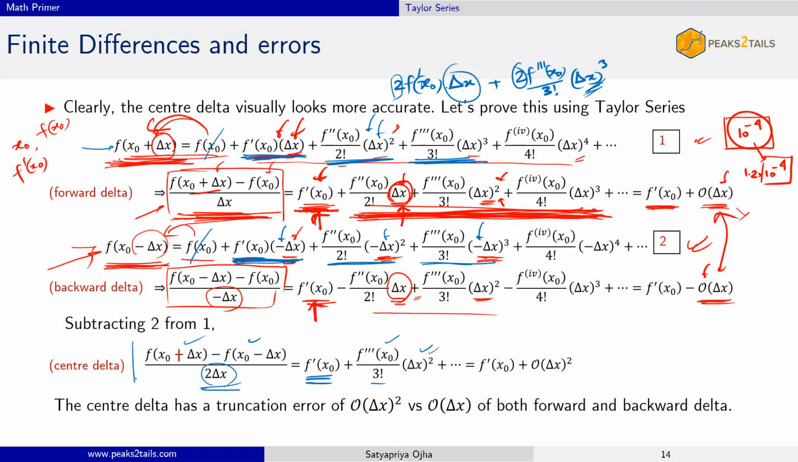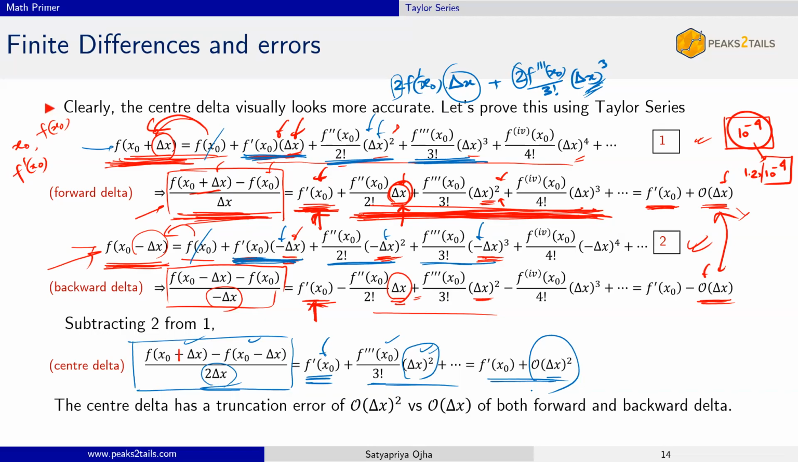So here you can see that this one approximates the derivative plus the error is of the order delta x square. Now you tell me which is smaller, delta x or delta x square? Delta x square, because delta x is a fraction. So that's the reason why center delta provides a much better approximation, because the error is of the order delta x square.